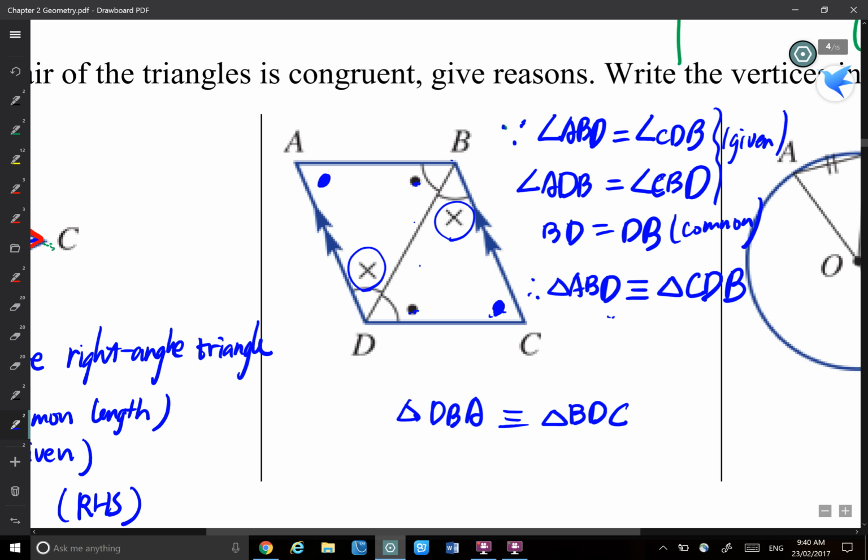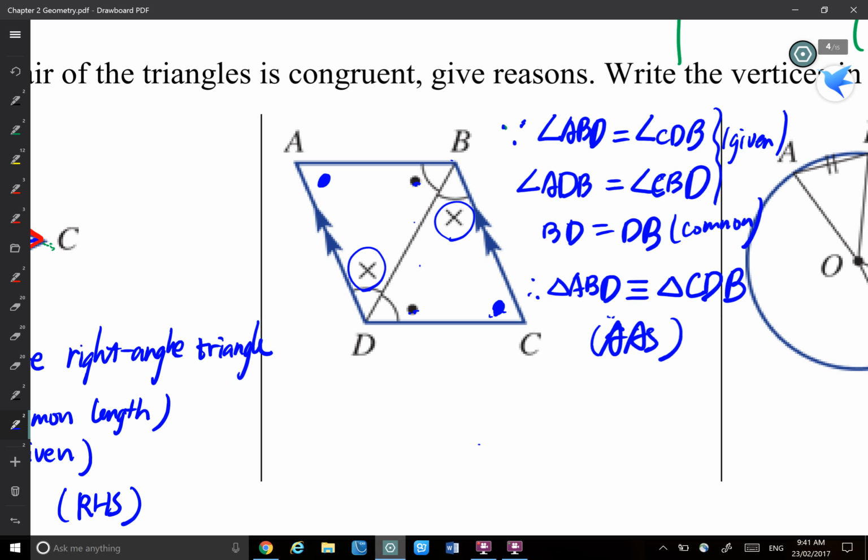Yes, sure, you can do that. You just need to make sure this D and this B are in the corresponding position, and this A and this C are in the corresponding position. So you can change the order, it doesn't matter. Because of what? Because of AAS: you have two angles and one side.